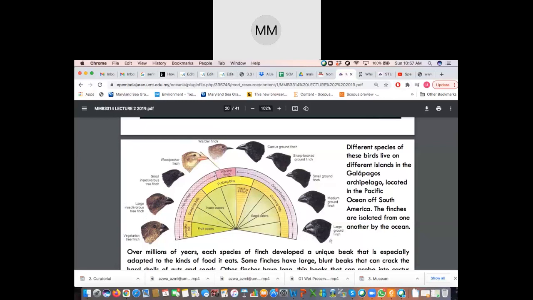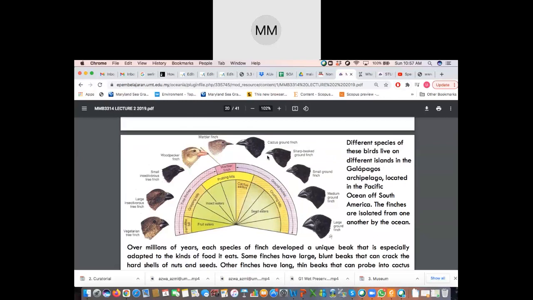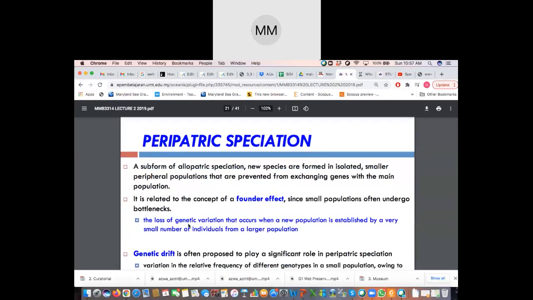You have those with a broader beak in order to break seeds better. You have those with more streamlined beaks in order to probe for insects. Although it's just a beak difference, it's enough to define them as different species. So that's one type of speciation. Then we have peripatric speciation.